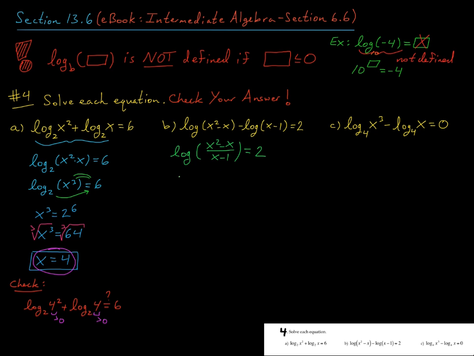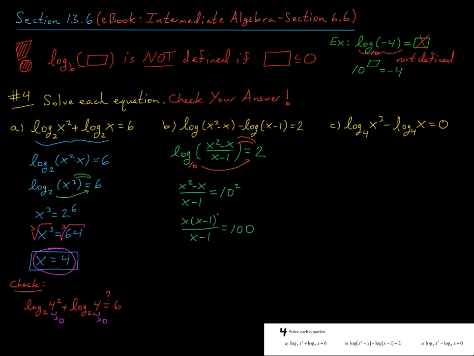Okay, now we have a log base 10 on the left, so 10 squared is going to equal this expression we're taking the log of. So in other words, x squared minus x over x minus 1 is equal to 10 squared. Notice on the left-hand side, I can simplify that by factoring. So I'll go ahead and do that. Factor out that x. On the right, 10 squared is 100.